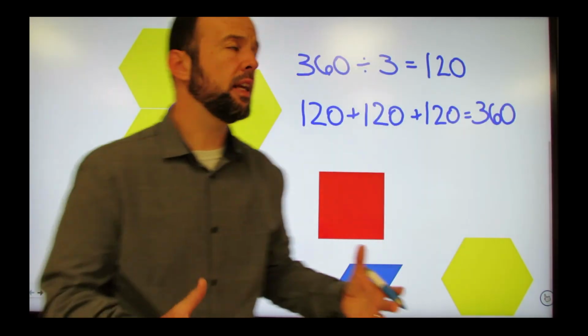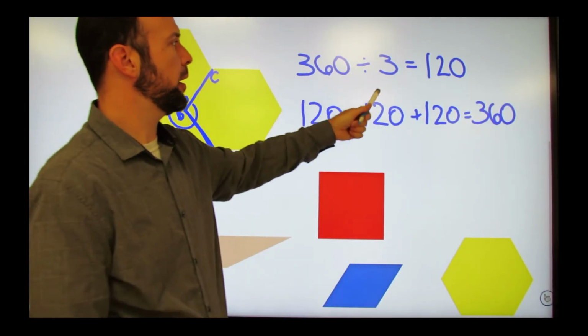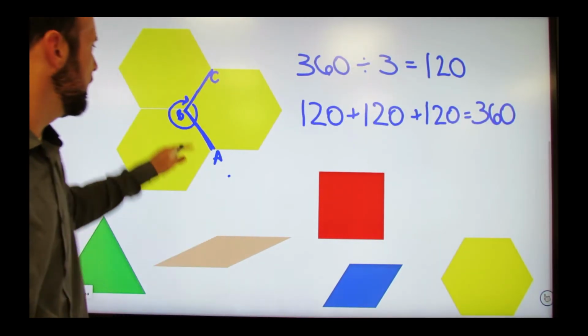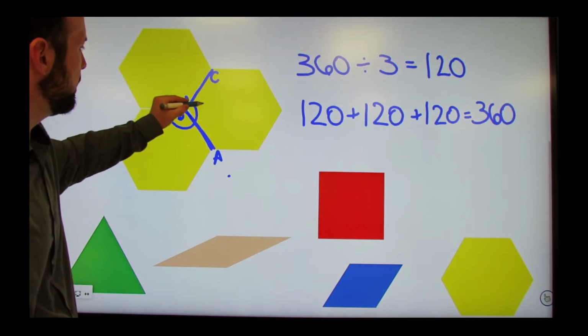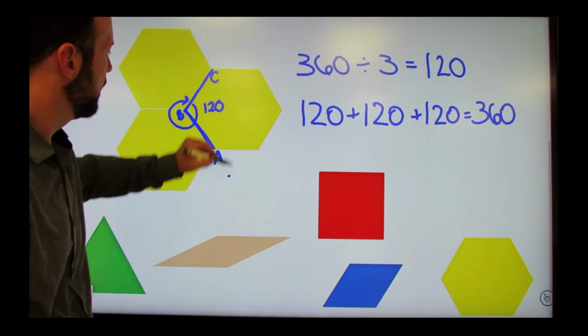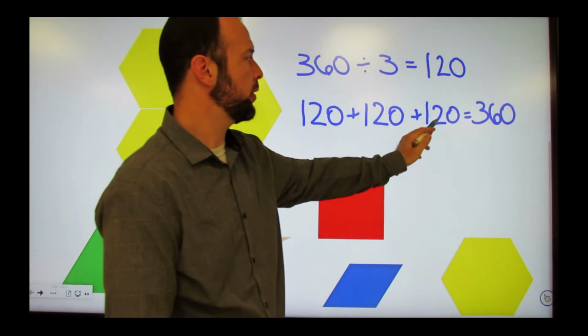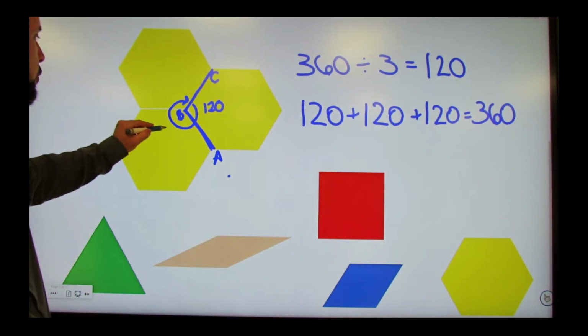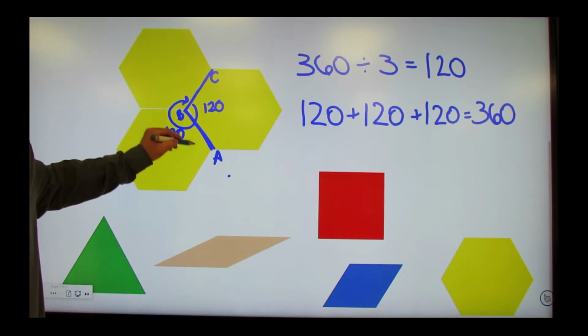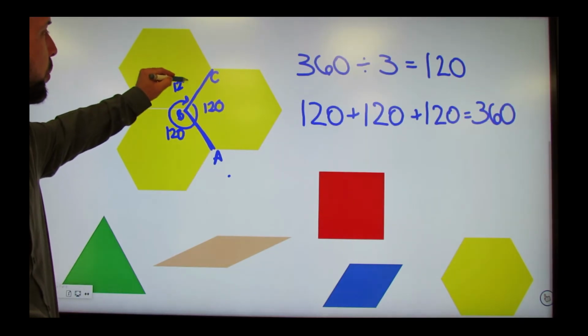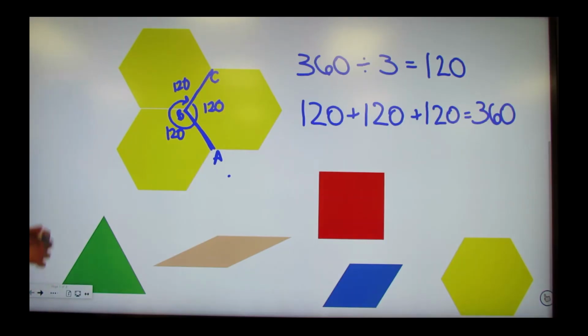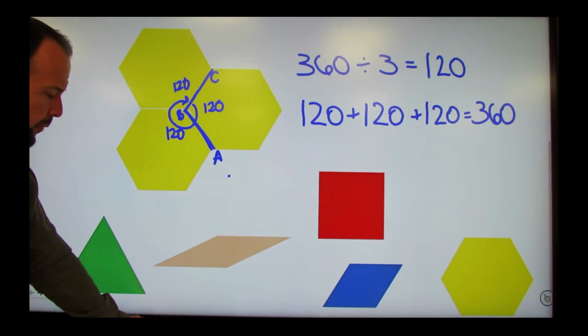Okay, so now looking at this, I have 360 divided by 3 equals 120, which means each one of these angles here is going to be 120 degrees, okay? And if I add it up, 120 plus 120 plus 120, that's going to give me 360. So each one of these angles is going to be 120 degrees. Okay? Easy enough. Okay, we've got a couple more shapes that we could try out.